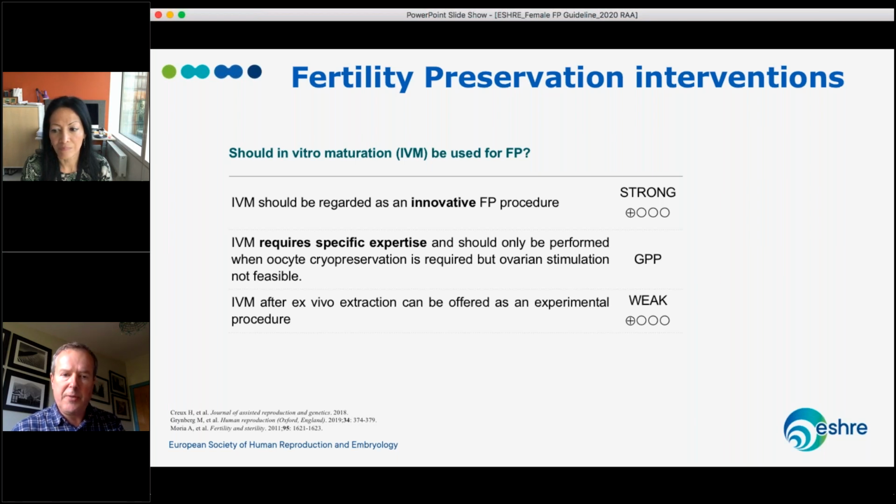In vitro maturation after ex vivo extraction is also a possibility, but we felt that this was still an experimental procedure and therefore essentially something to be largely considered in a research capacity.